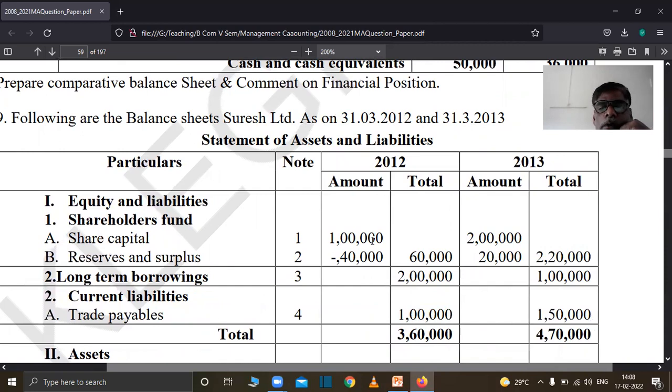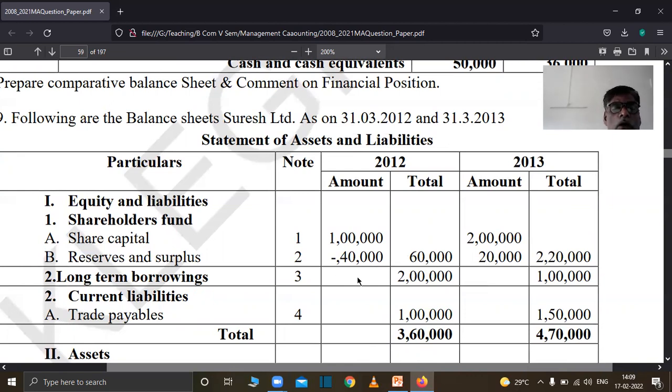Okay, you see the share capital. Share capital is 1 lakh, 2 lakh. There is an increase of 1 lakh. That is called as issue. Increase takes place only due to issue of shares. Then reserve and surplus: minus 40,000, 20,000. Minus 40,000 is called loss, and 20,000 is the profit. So you take these 2 amounts very carefully because one is loss, another is profit. The starting amount, opening balance, is loss and the closing balance is profit. Therefore, you take this item very carefully.